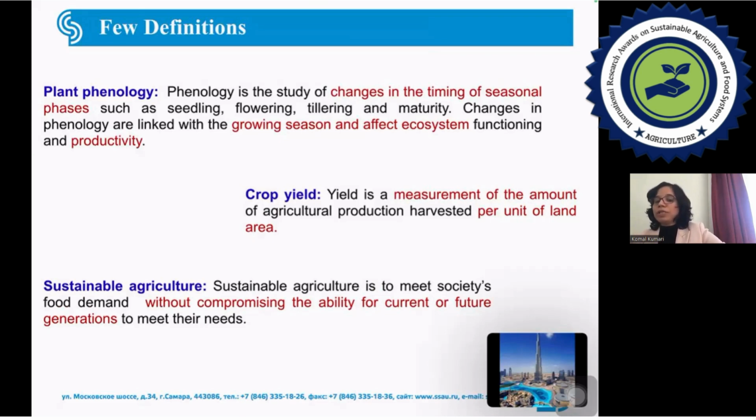What is the crop yield? Yield is a measurement of the amount of agricultural production harvested per unit of land area. Sustainable agriculture means to meet society's food demand without compromising the ability of current and future generations to meet their needs.